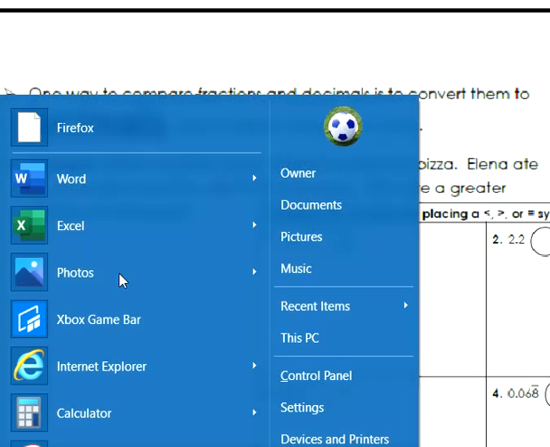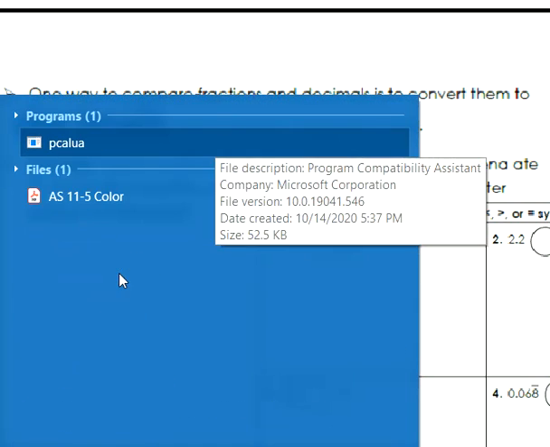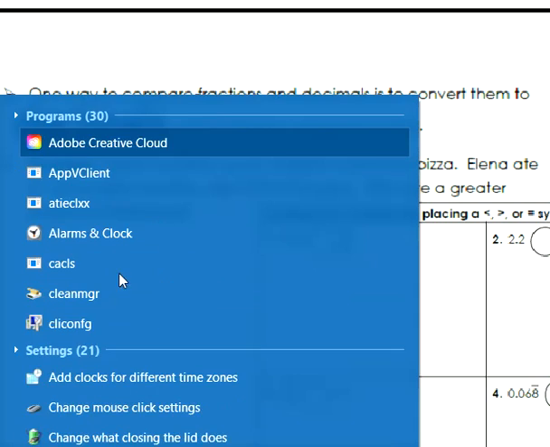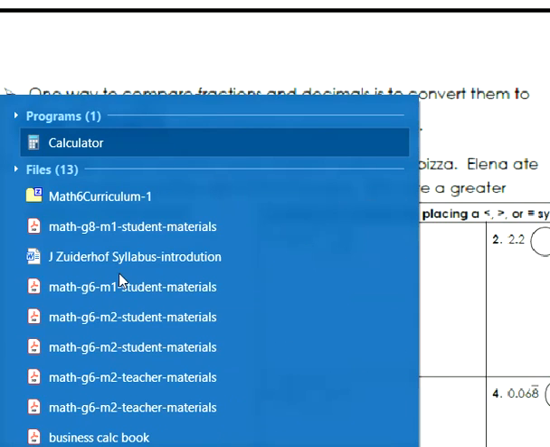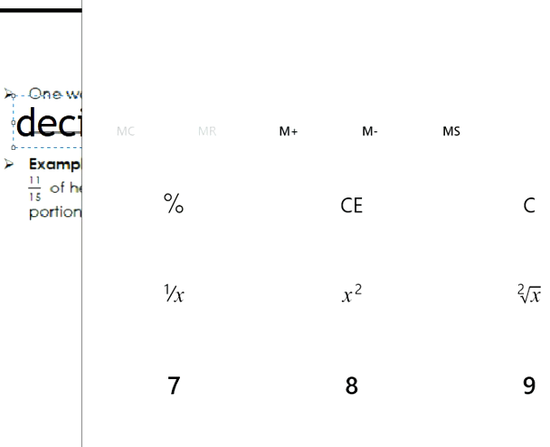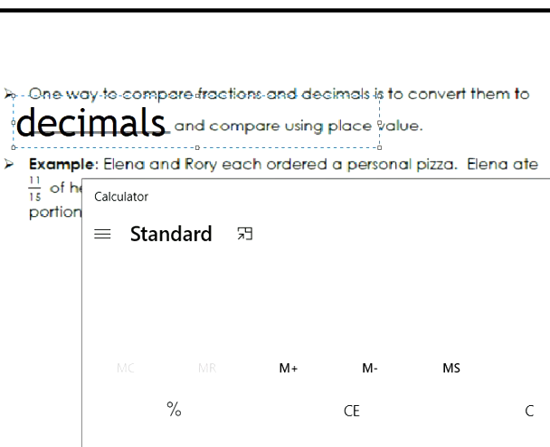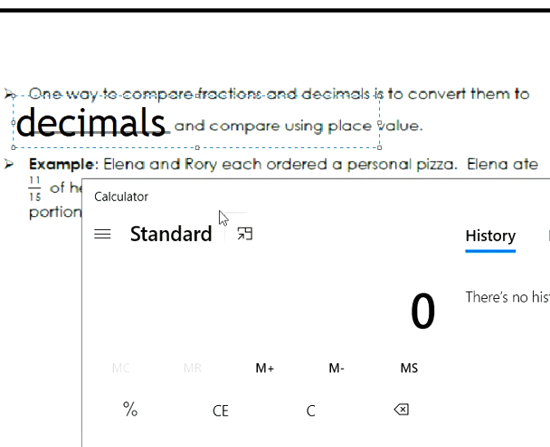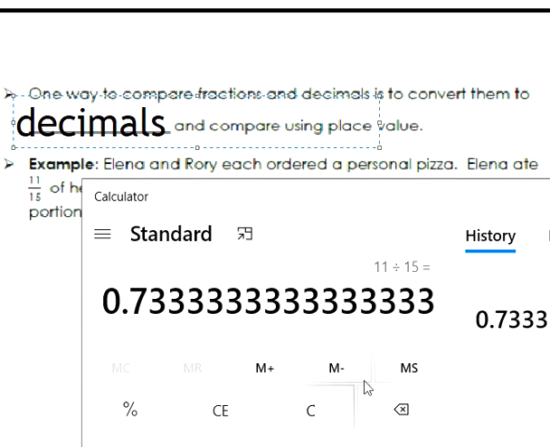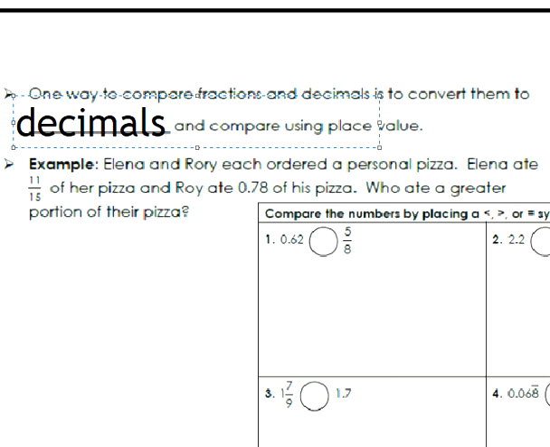So what I'm actually going to do is get my calculator out, because it's just going to make it easier. I'm just going to type in calculator and it's going to come up. You're not going to be able to see what I'm doing because my calculator is way too big, but maybe I can get it small enough. I'm going to put in 11 divided by 15, because that's 11/15, and I get 0.7333 repeating. So I have 0.73 repeating.